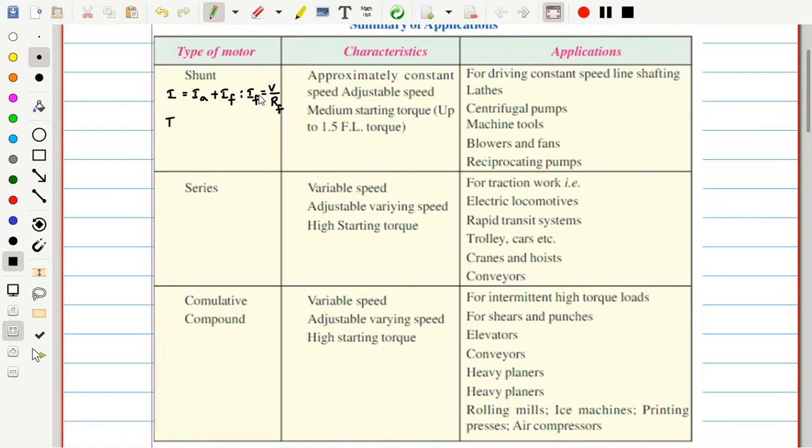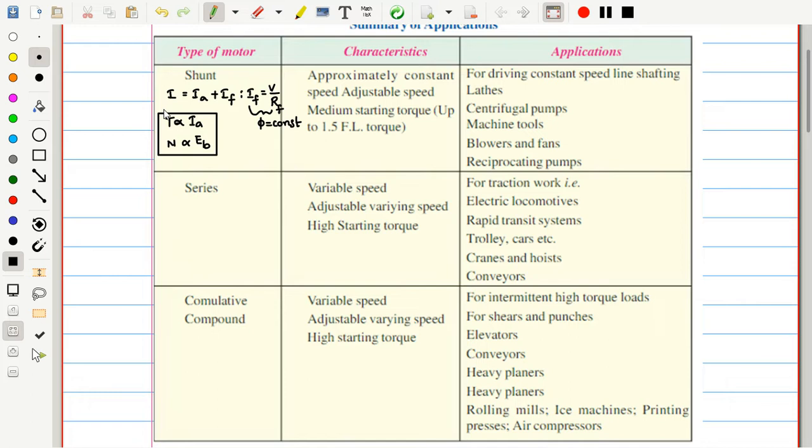One more important thing is that IF is V by RF, where V is constant and RF is constant, so IF is constant. So it is a practical thing that we can assume the flux produced by this shunt field winding is constant. Thereby the torque is directly proportional to Ia, as torque is proportional to the product of flux and current, but as phi is constant here, torque is proportional to Ia. And the speed of the machine is proportional to Eb by phi, or phi into n is Eb. So phi is constant, so n is proportional to Eb. These are the important equations which we came across in the previous characteristics.